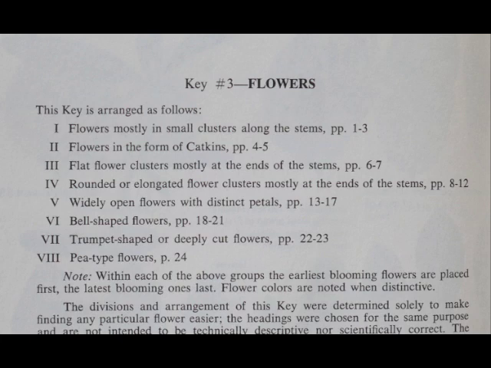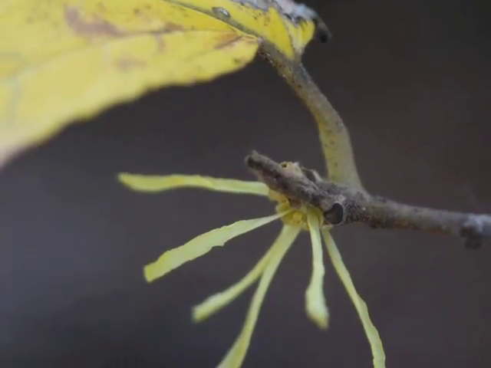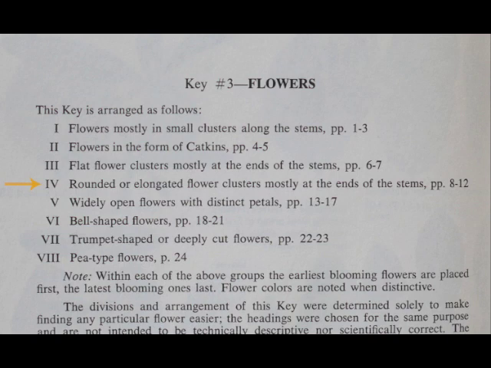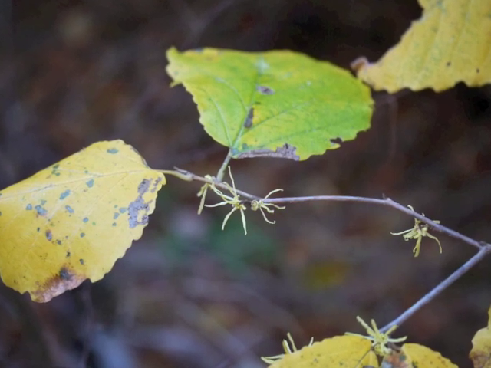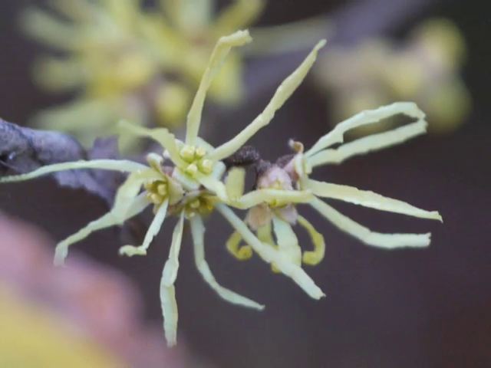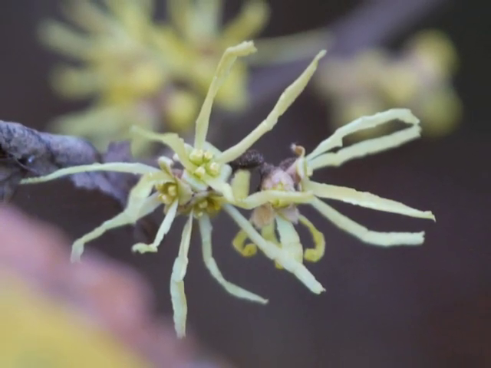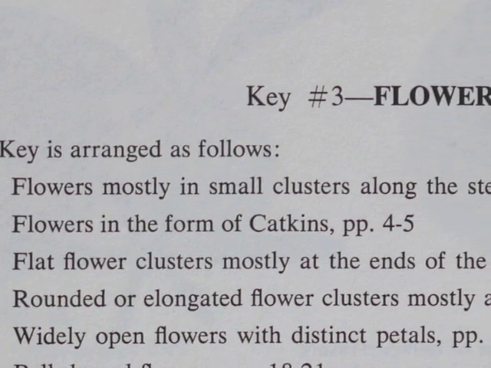This key has 8 choices for flowers. Flowers mostly in small clusters along the stems, flowers in the form of catkins, flat flower clusters, mostly at the ends of the stems, rounded or elongated flower clusters, mostly at the end of the stems, bell-shaped flowers, trumpet-shaped or deeply cut flowers, pea-type flowers. Of these 8 choices, the best one is the first one: flowers mostly in small clusters along the stems.